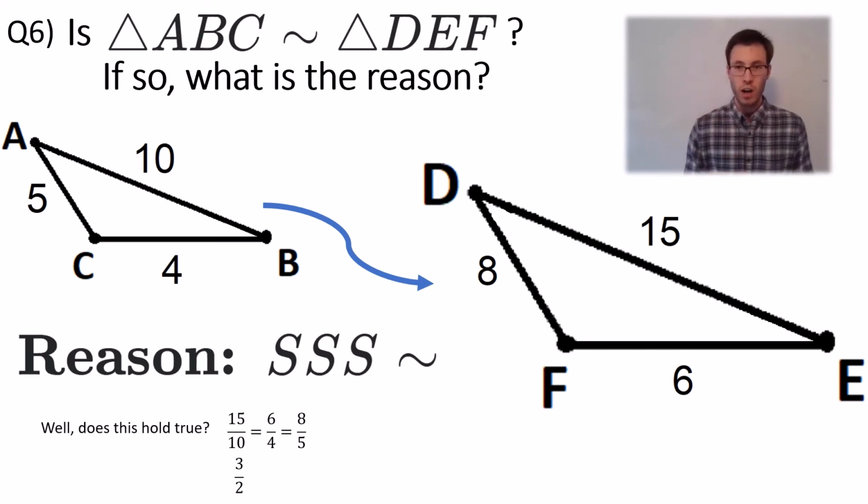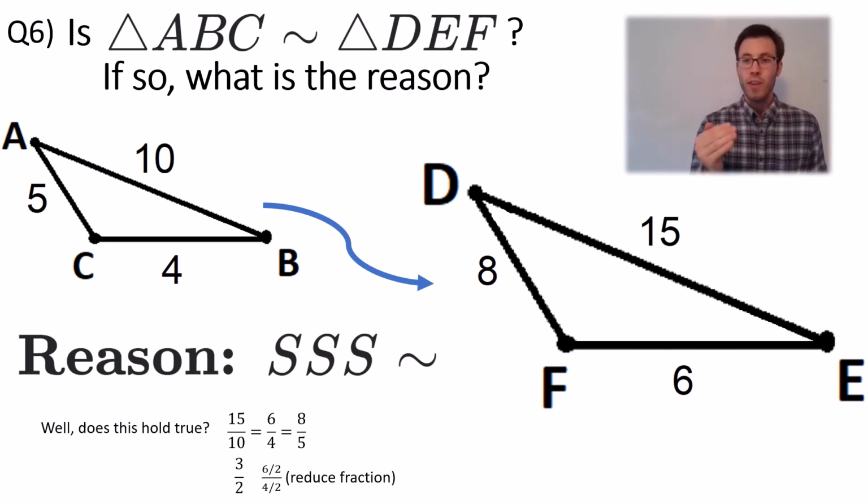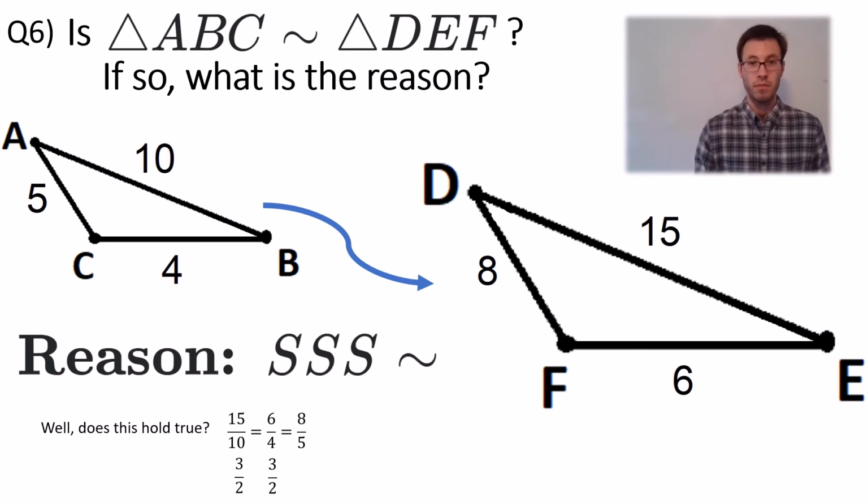Now let's look at 6 and 4. I can divide the numerator and denominator both by 2 to yield an integer. 6 divided by 2 is 3 up top, and 4 divided by 2 is 2 in the denominator. So I'm reducing that fraction and that value is also 3 over 2. Our scale factor is 3 over 2 for both of those sides.